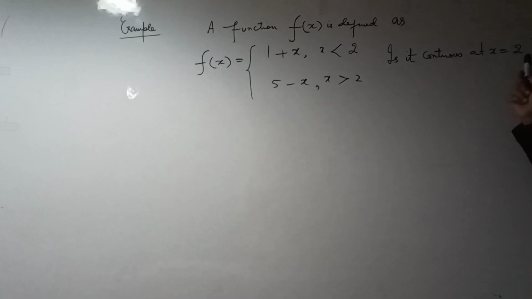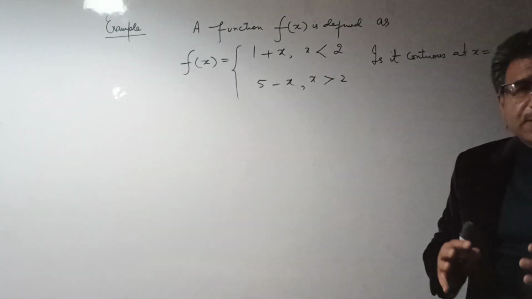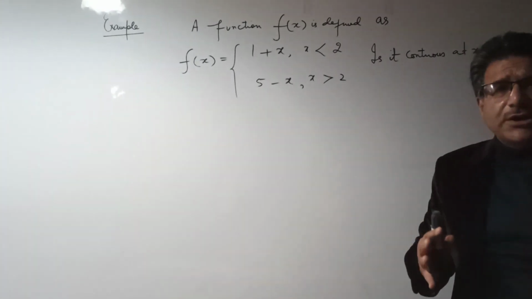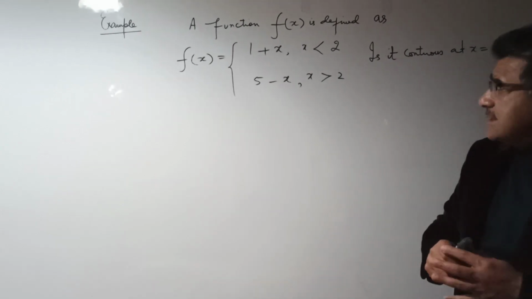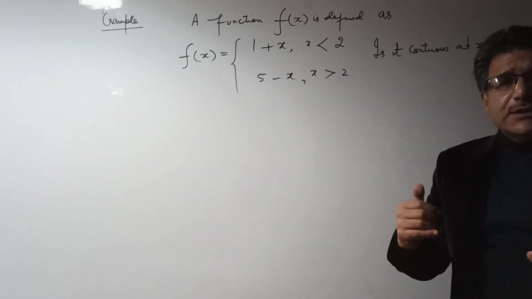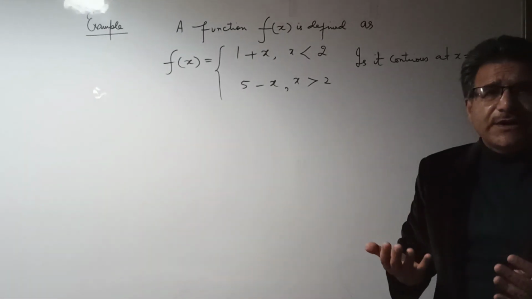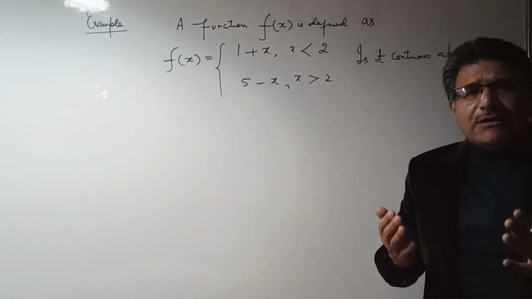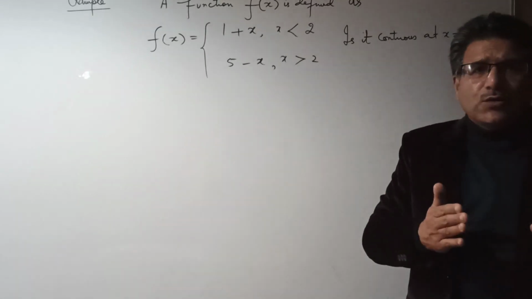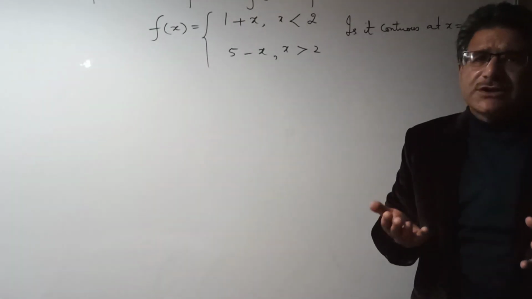Is this continuous at x is equal to 2? We have to justify whether this function is continuous at 2 or not. Since the function is a piecewise function, we have to find the left hand limit as well as the right hand limit. Because we know the definition of continuity is we have to find the limit and the value. If limit and the value are the same, the function is continuous.